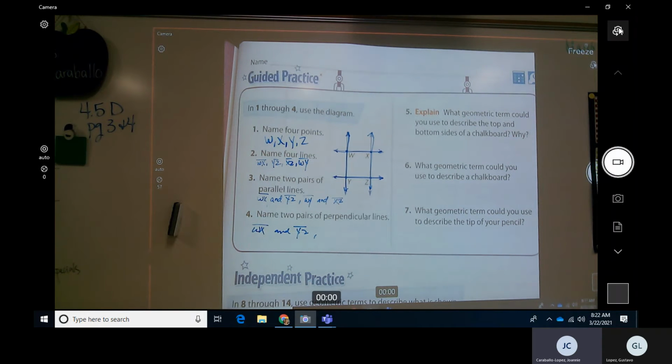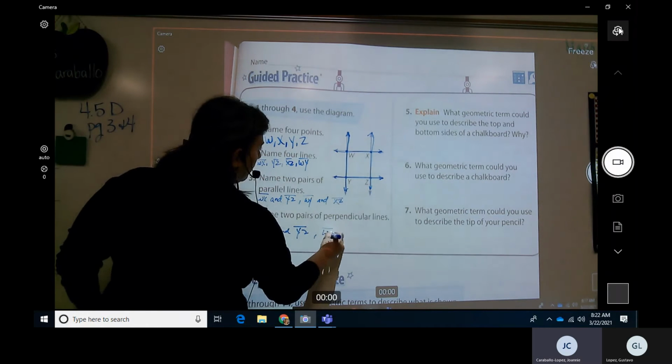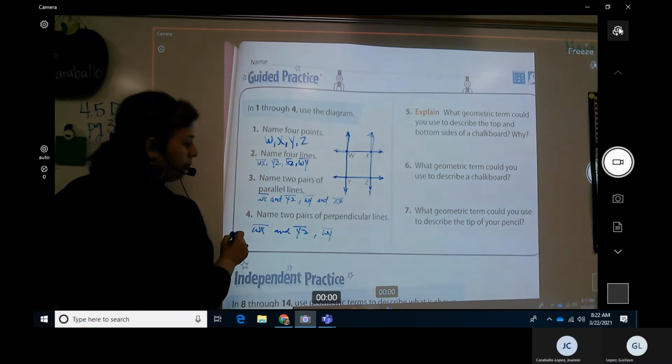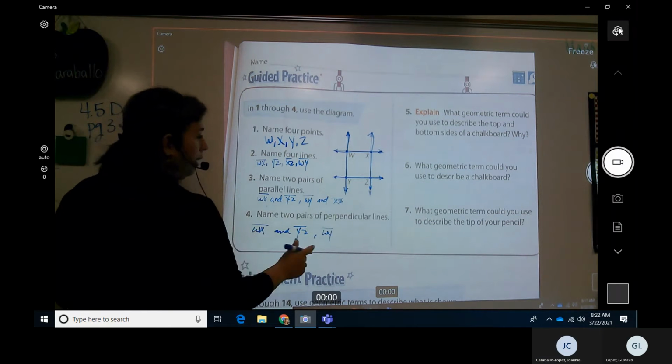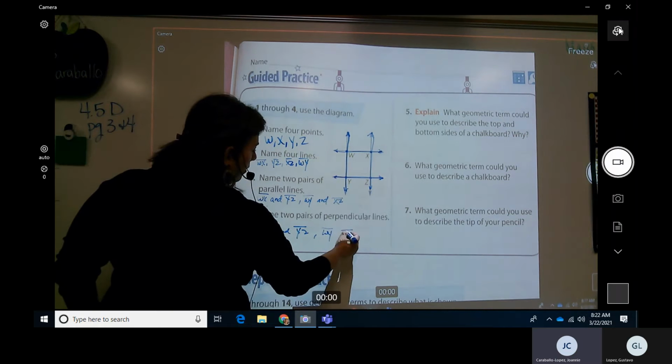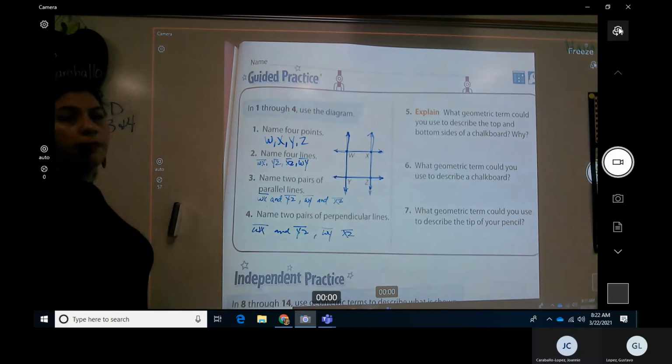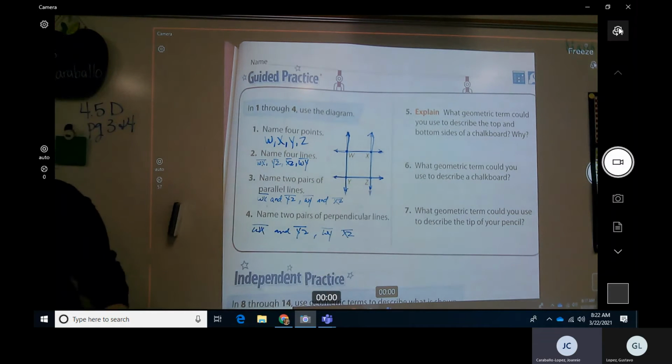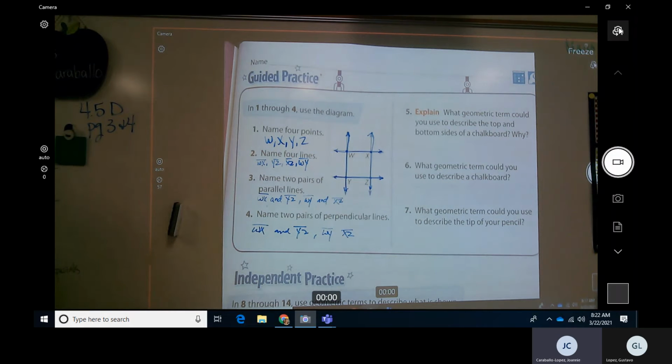J and Y? Where do you see J here? What letter is that? Huh? Exacto, ¿cómo se dice W en inglés? W. So WY, very good. And what's the other one? And X, Z, very good. So tell me something about perpendicular lines that I need to know in order to answer this.